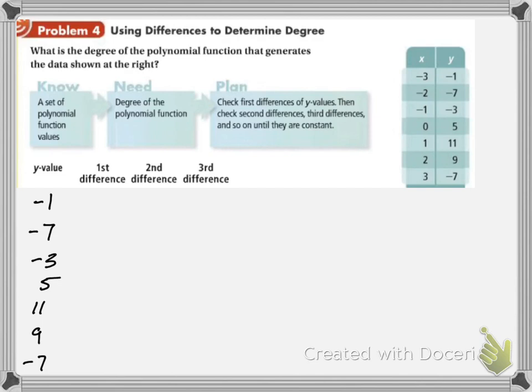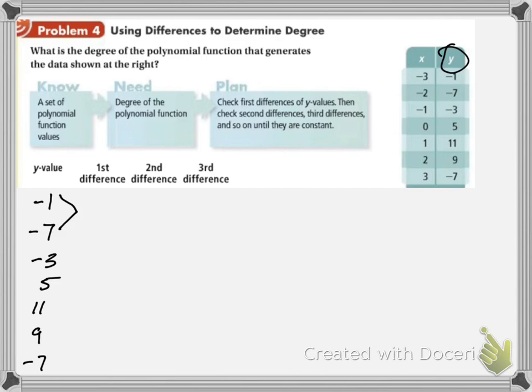I'm going to try to find the degree of the polynomial just based on a graph or the coordinates of it. And so what I need to know is what all the y values are. So notice I've listed all my y values. And look at the table. I want to do the first difference. So it goes from bottom up.